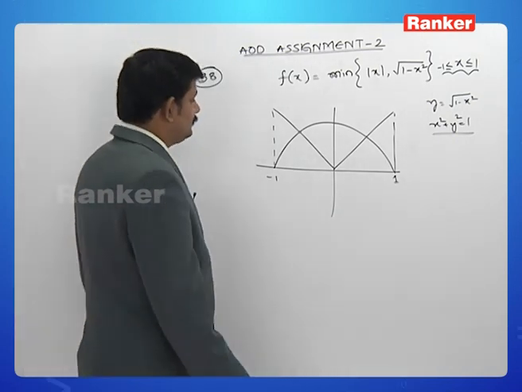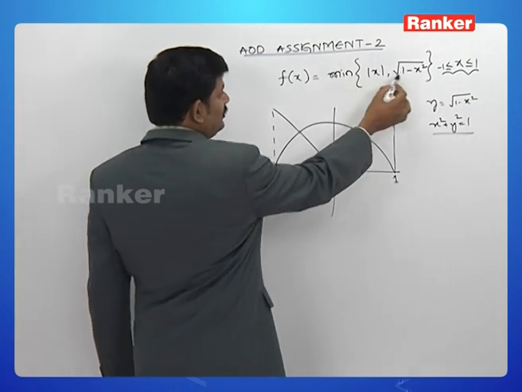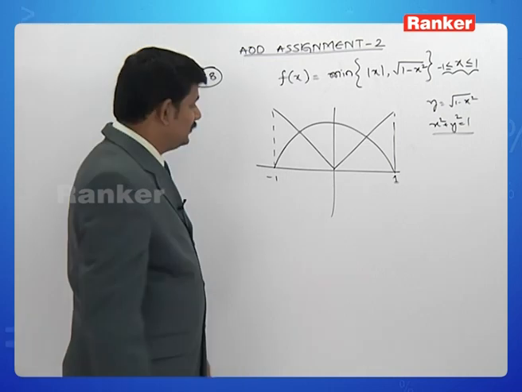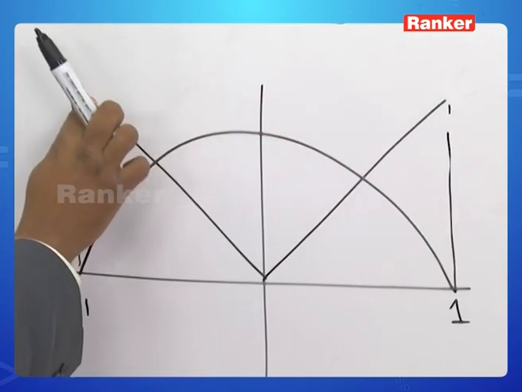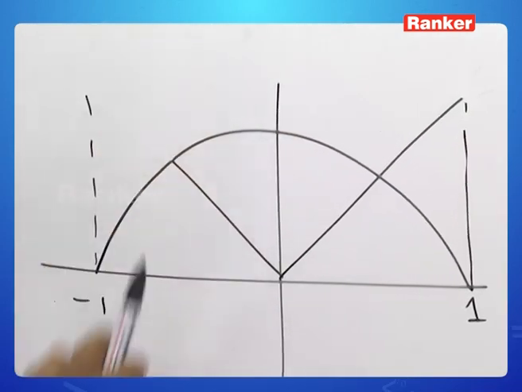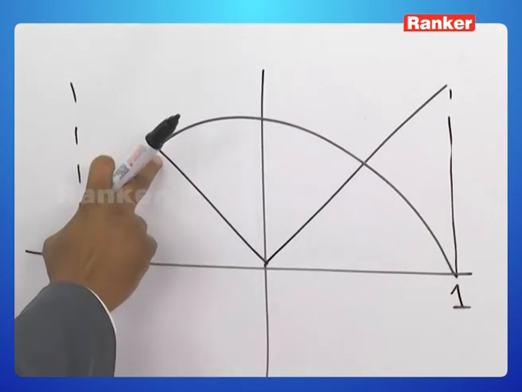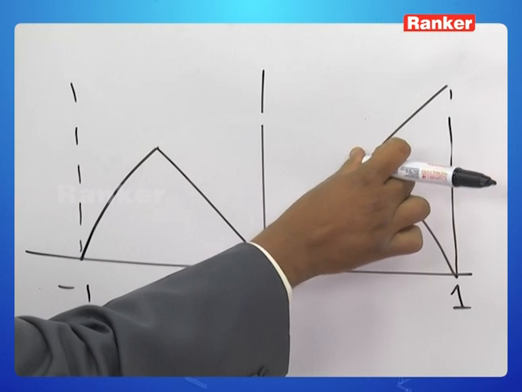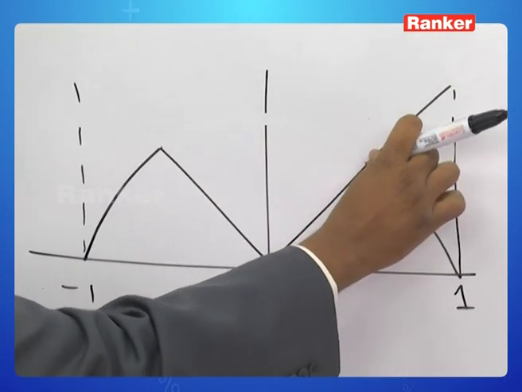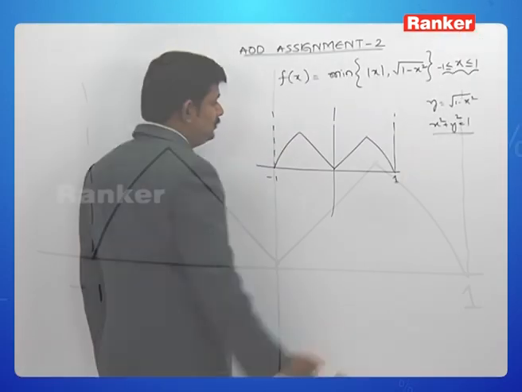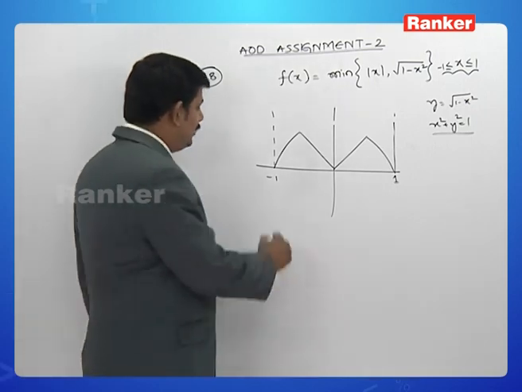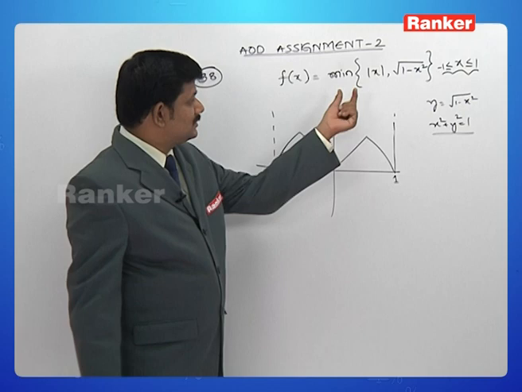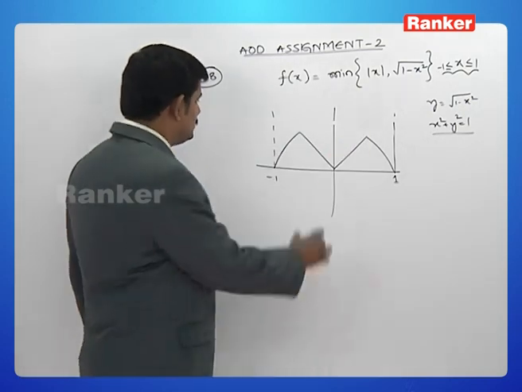Now, we have to see which one of the two is minimum. The one which is below is minimum, and that will become f of x. So, the one which is above, we have to erase it. Up to this point, mod x is above. From this point, root over 1 minus x square is above. After this point, mod x is above. So, this is the graph of f of x, which is minimum of mod x and root over 1 minus x square.